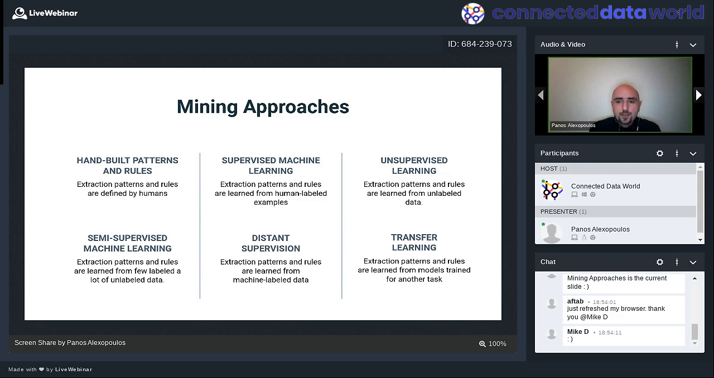And finally, we have transfer learning, which is a relatively recent technique. And what it does, we will see it in detail a bit later, is that it uses also some labeled data, but it utilizes also existing NLP models that have been trained for another task, for a more general task, usually language models, BERT, word vectors, and things like that.